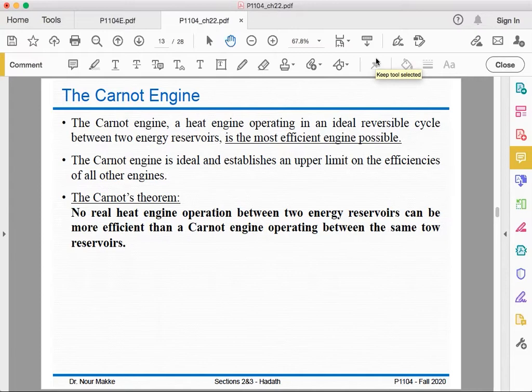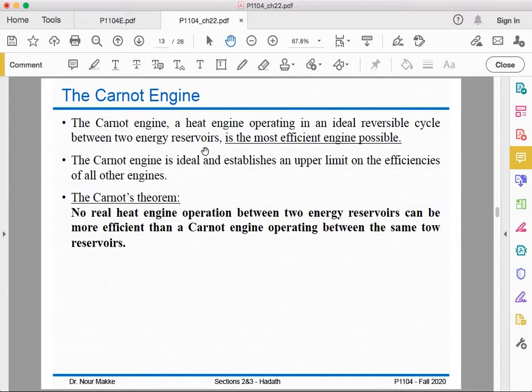So any other engine which operates between the same two energy reservoirs would never be more efficient than the Carnot engine. And this is the most important thing about the Carnot engine, which is actually an ideal cycle, and it established an upper limit on the efficiencies of all other engines.